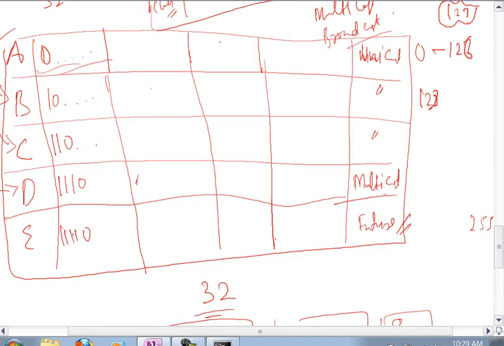This is something to remember. 127 is missing here. 0 to 126. Technically it is 127, but it is 126 because 127 we have reserved, we are not using it for addressing, right? 127 has been kept for a special purpose. We will see that. Okay, so class B will start from 128.